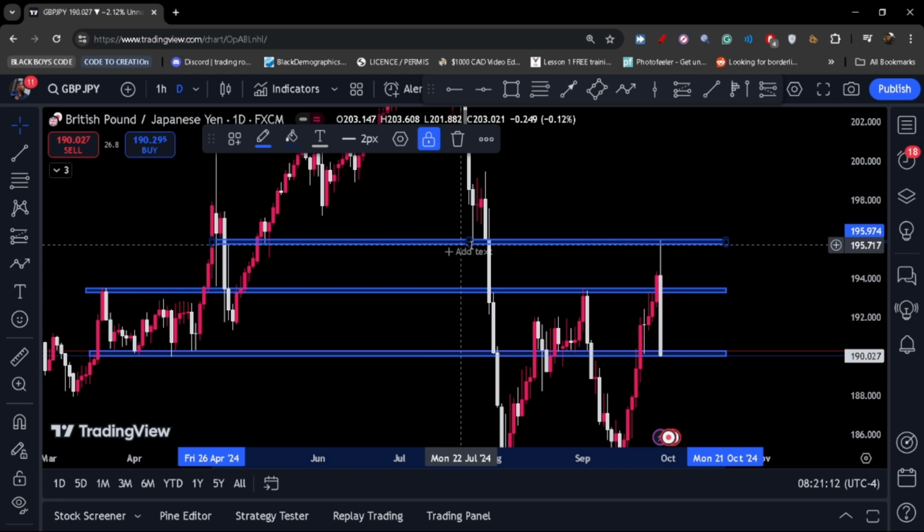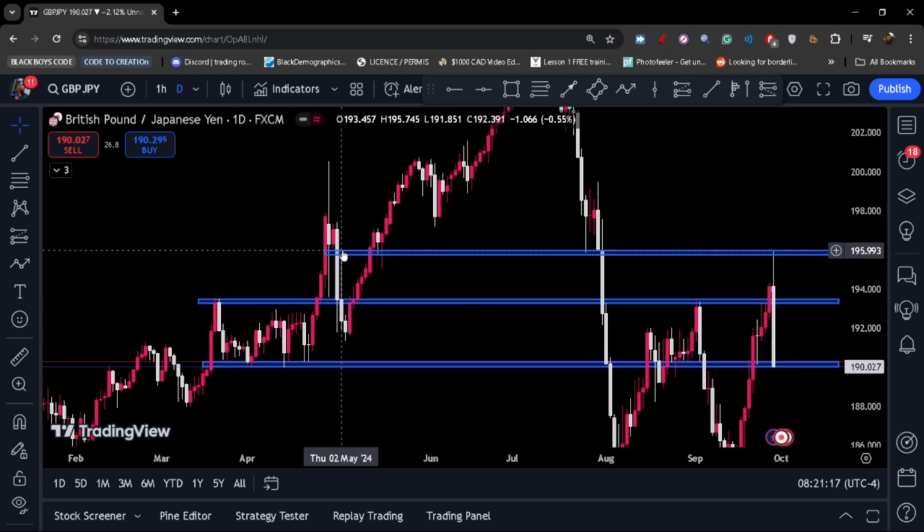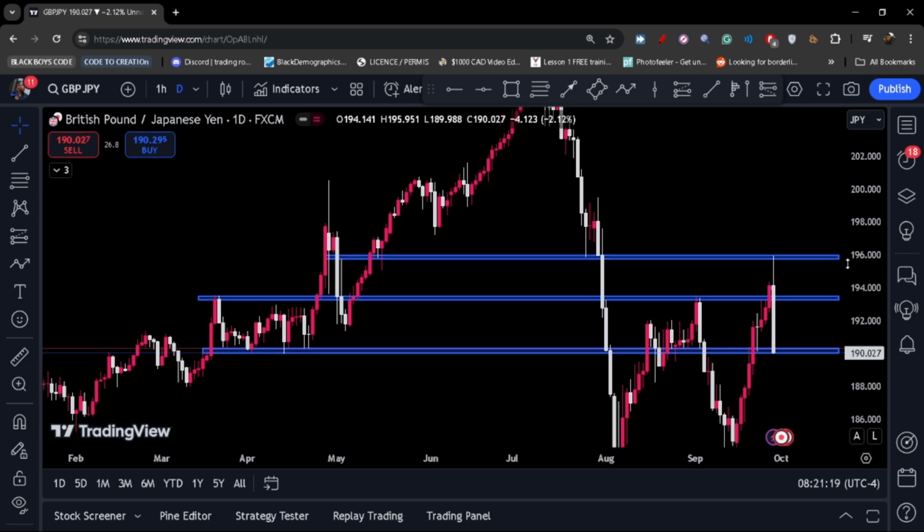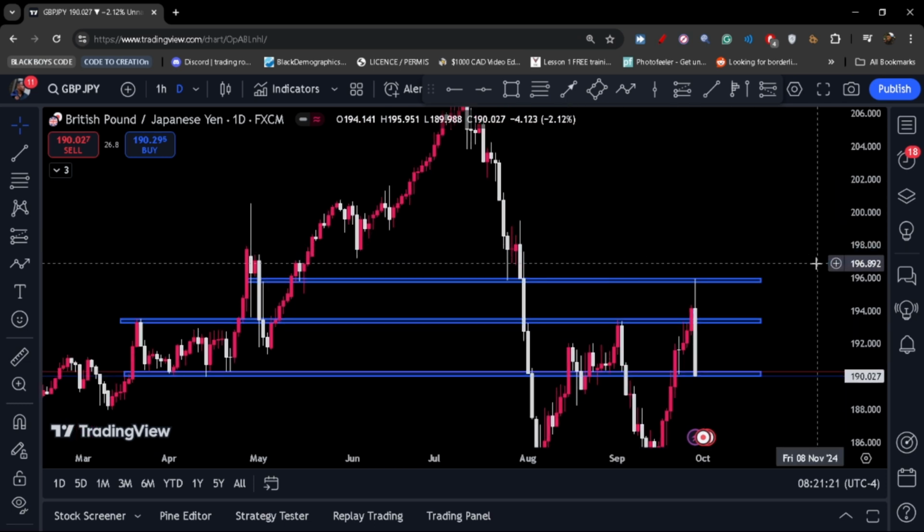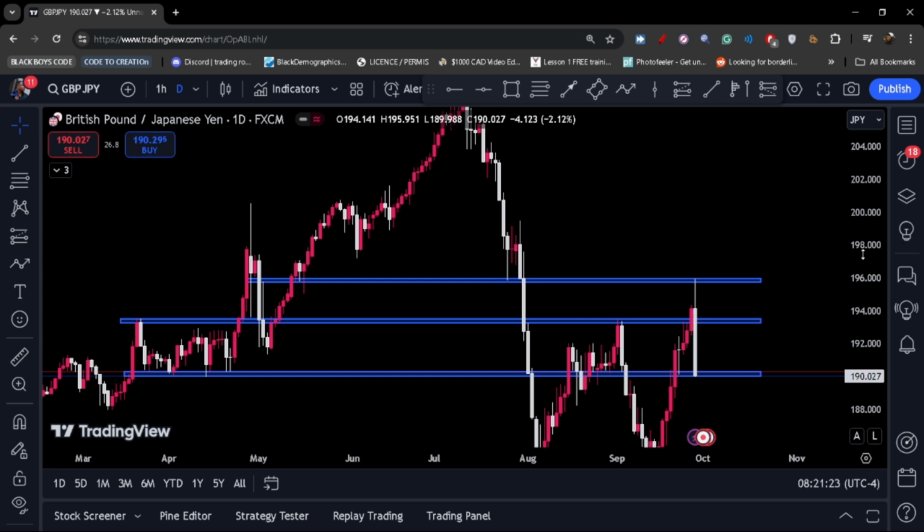And then the last area of interest was basically right here. And as you can see, price reacted here, and price reacted here. And if you notice guys, when I say reacted, I basically mean price showing you a demarcation between buyers and sellers.